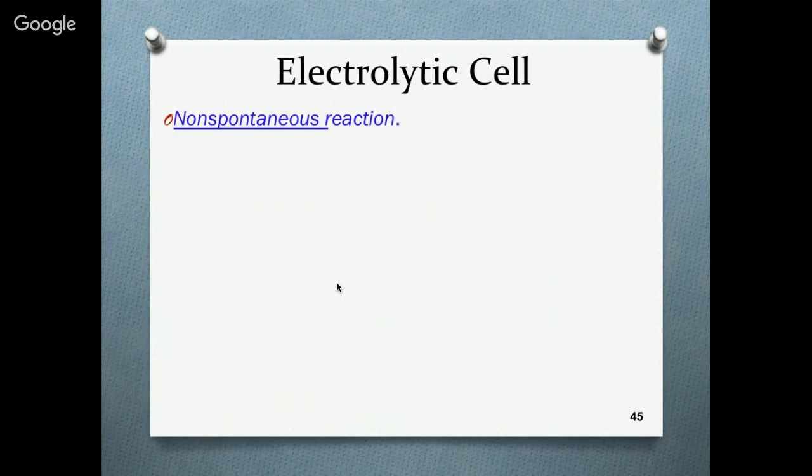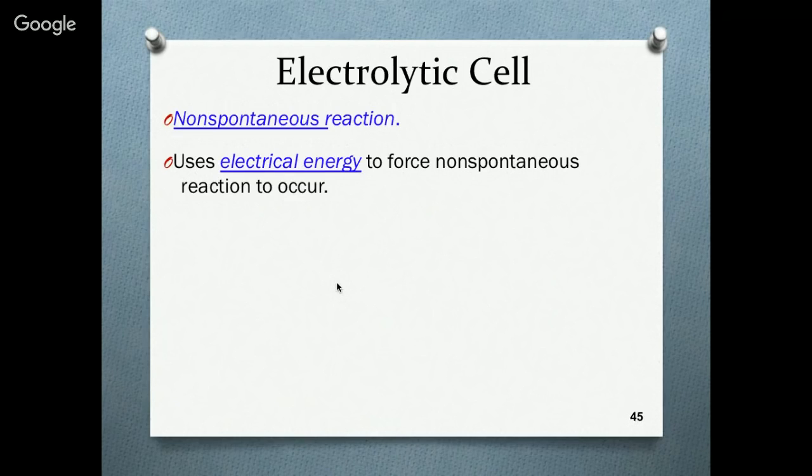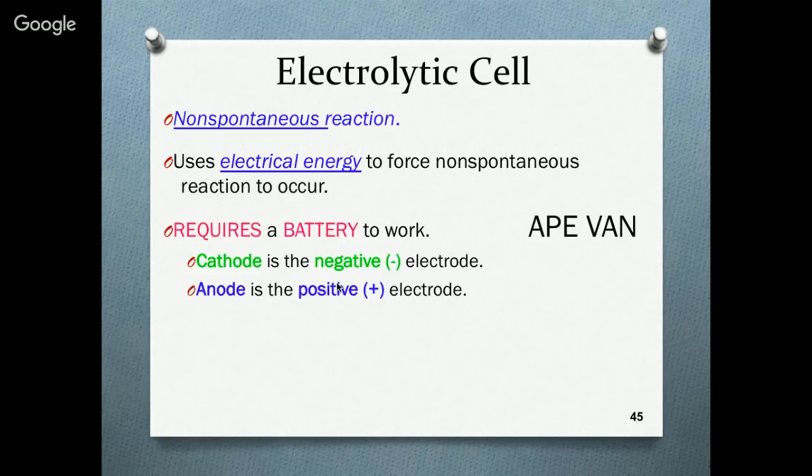As far as the electrolytic cell, this is not spontaneous. You know it's not spontaneous because you're going to see a battery in the pictures. It needs electrical energy to happen. The electrical energy is going to force a non-spontaneous reaction to happen. So you require a battery to work. The cathode is negative in this electrode, and the anode is positive in this electrode.